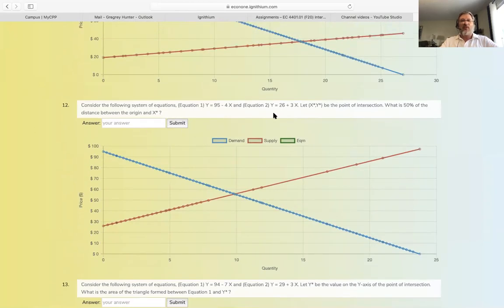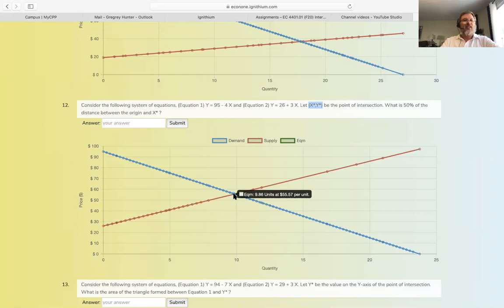Consider the following system of equations. Again, we've got one of these things. Look at the point of intersection. Okay, so now this one asks: what is 50% of the distance between the origin and x star? The origin here is 0. This one's even easier because all we have to do is look at the origin and look at the equilibrium point.